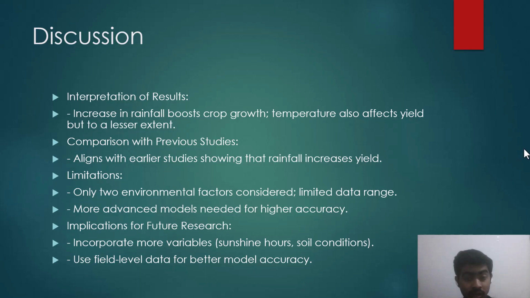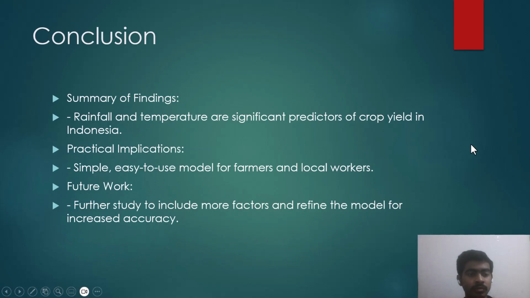So let's move to the conclusion. The summary of our findings is that rainfall and temperature are significant predictors of crop yield in Indonesia. We have practical implementations: it is a very simple, easy to use model for farmers and local workers. And the future work is that we need further accuracy and to include more factors to refine the model and increase the accuracy.